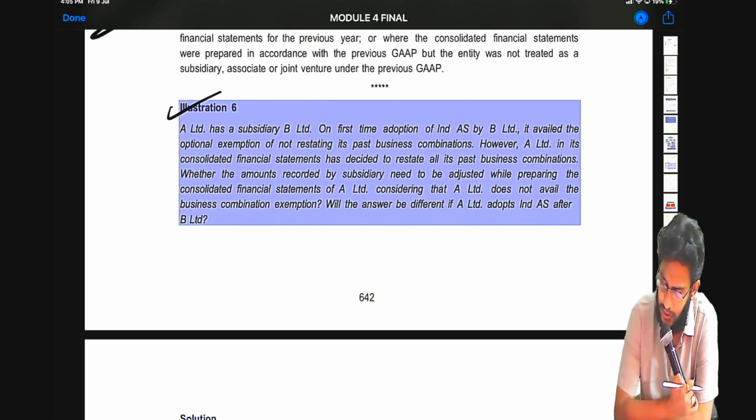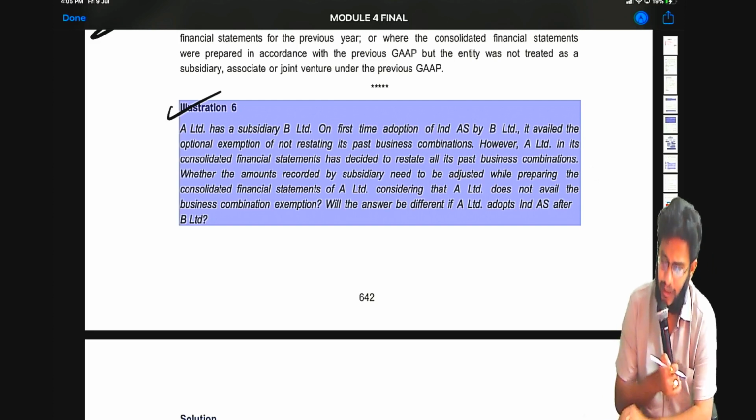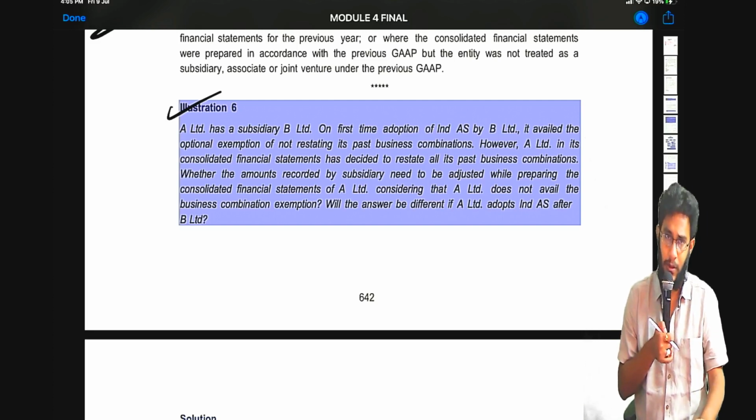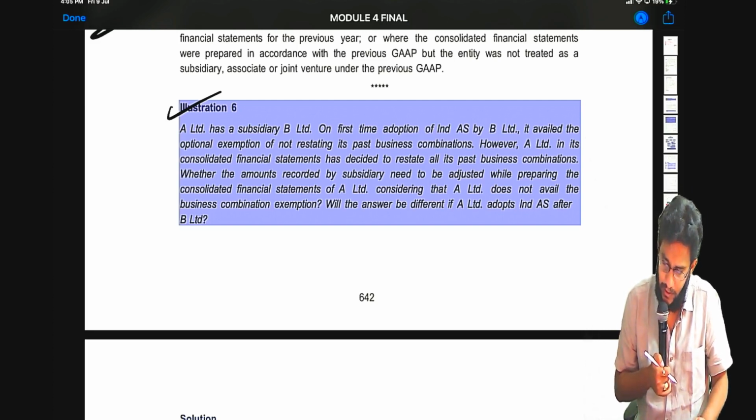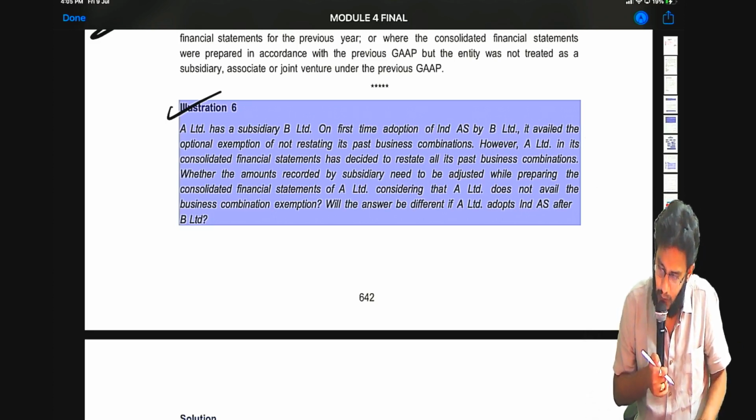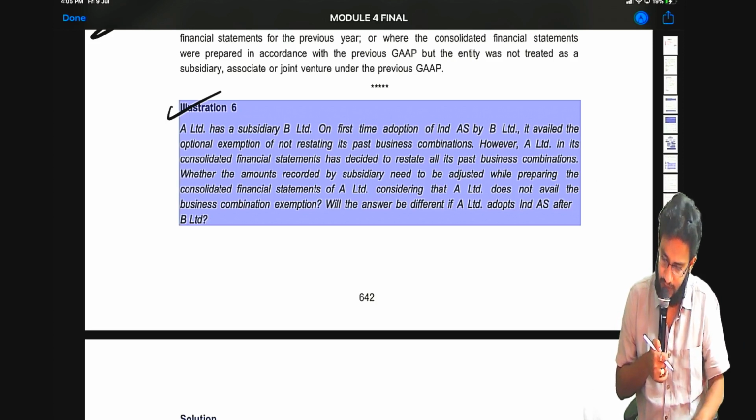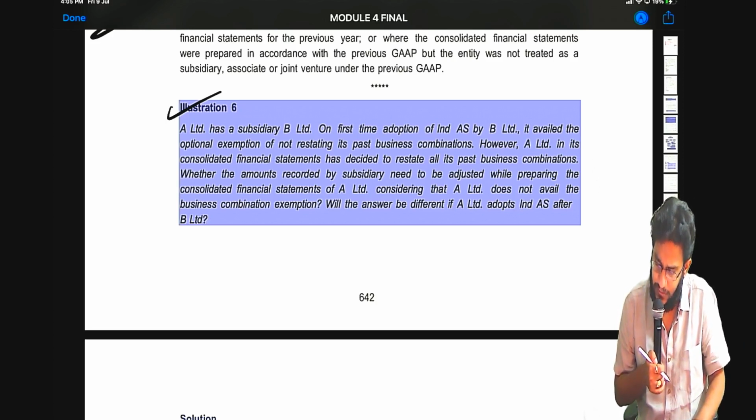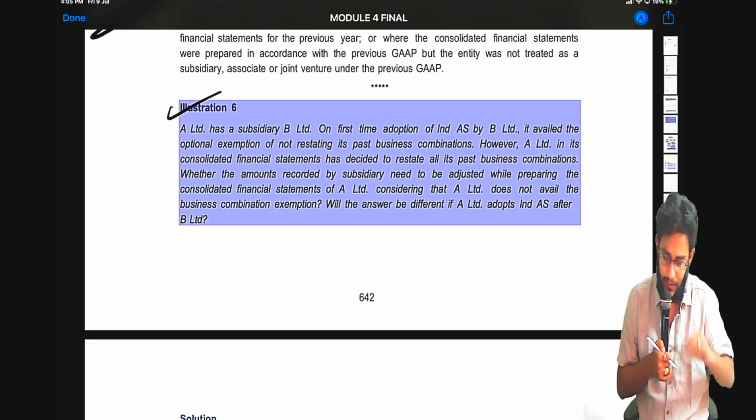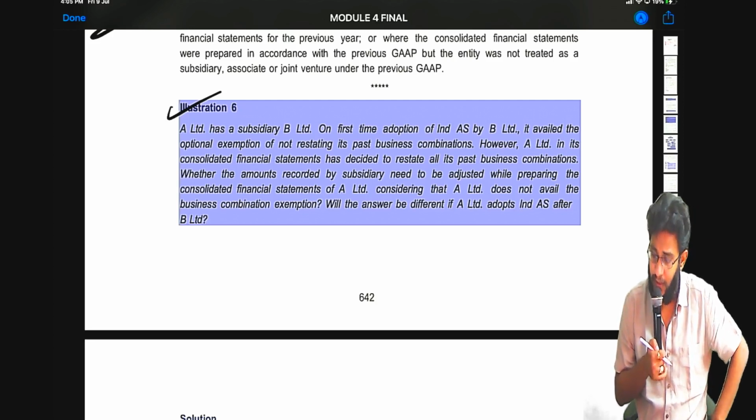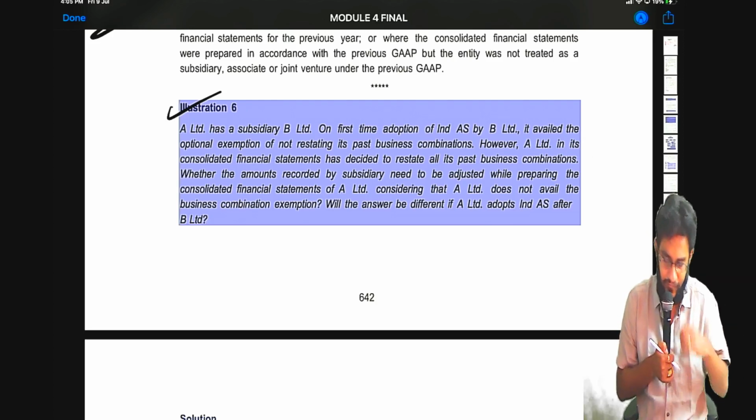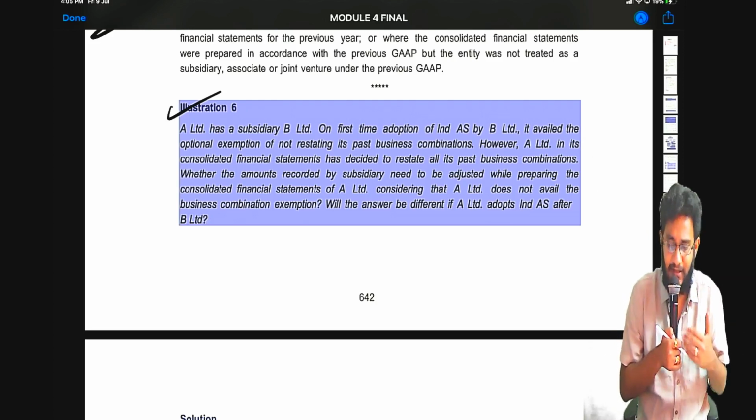On first time adoption of Ind AS by B Limited, it availed the optional exemption of not restating its past business combinations. However, A Limited in its consolidated financial statements has decided to restate all its past business combinations. Whether the amounts recorded by subsidiary need to be adjusted while preparing the consolidated financial statements of A Limited, considering that A Limited does not avail the business combination exemption. Will the answer be different if A Limited adopts Ind AS after B Limited?